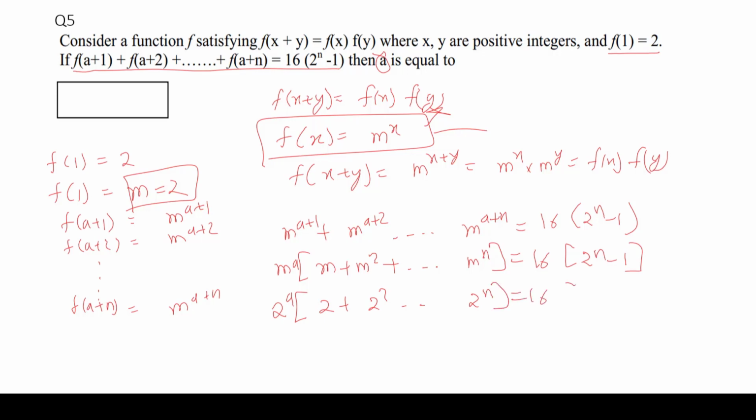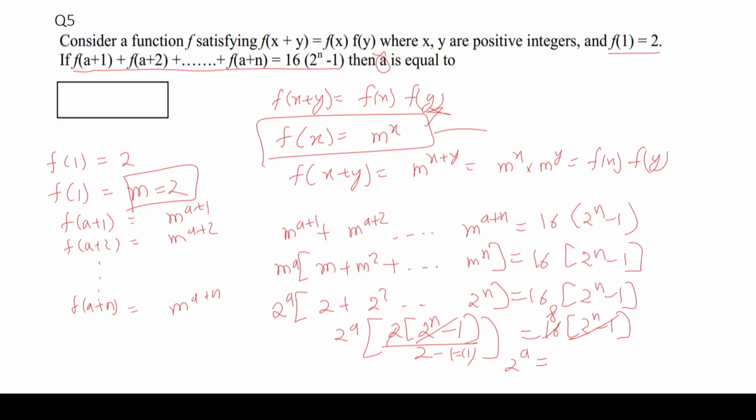Now this is a GP, and we will get the summation of the GP. That will be 2 times (2^n minus 1) upon (2 minus 1) equal to 16 into (2^n minus 1). This will be cancelled, and this will be 1, and this will be 8, and so we will get 2^a equals 2^3. So the answer will be a equals 3.